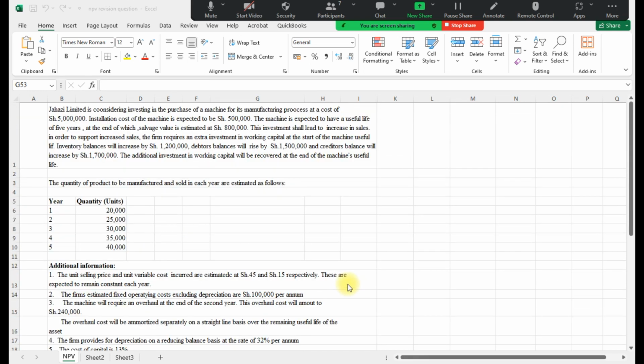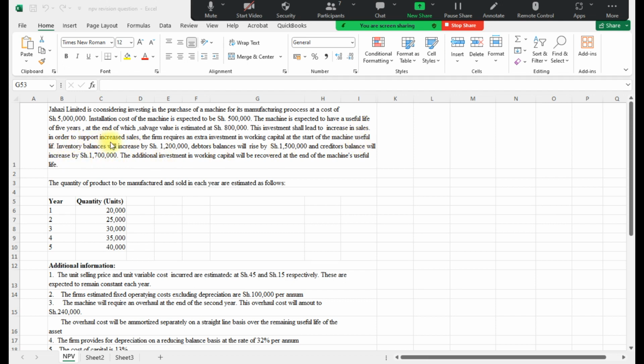And the question read, Jahazi Limited is considering investing in the purchase of a machine for its manufacturing process at a cost of 5 million. Installation cost of the machine is expected to be 500,000. The machine is expected to have a useful life of 5 years, at the end of which salvage value is estimated at 800,000. The investment shall lead to an increase in sales.